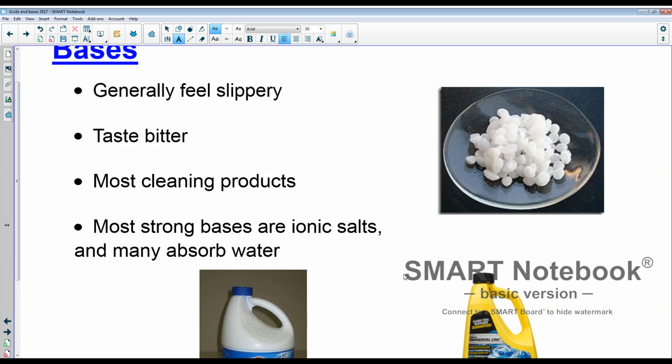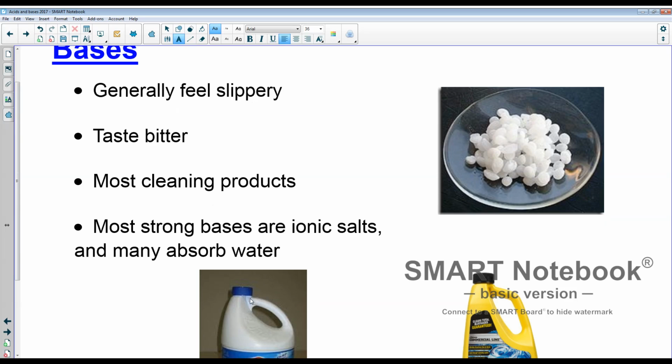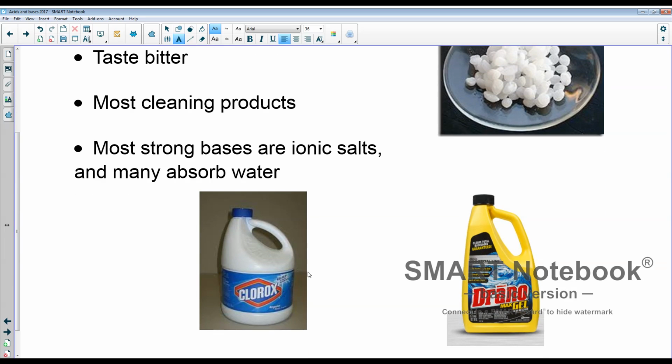Most household cleaners are basic, with the exception of toilet bowl cleaner, which is an acid. But bleach, drain cleaner, Windex, oven cleaner, these things are all bases. And so bases generally are not edible. So we think about acid as being bad and base being good, but you wouldn't want to eat many bases. Most bases are salts that are dissolved in water. If you've ever spilled bleach or OxyClean and let it dry out, it's like a white powder that's left behind. Most bases are ionic compounds that are dissolved in water.